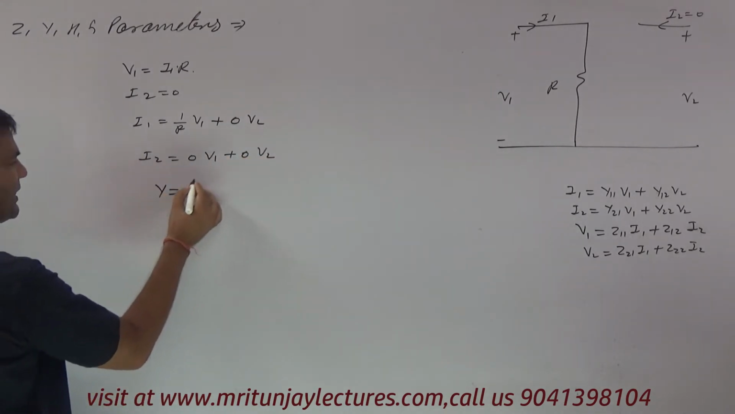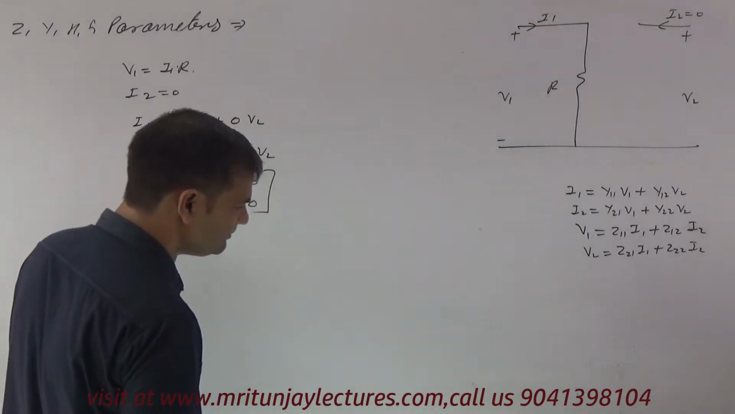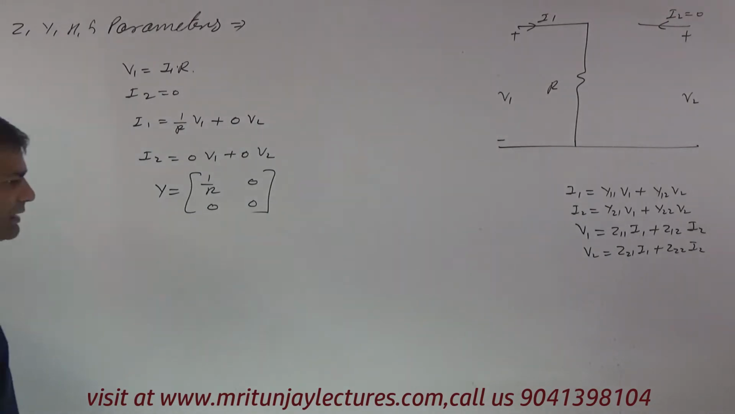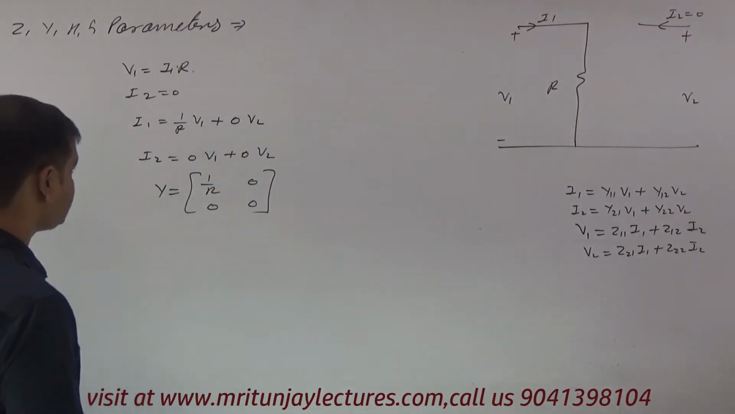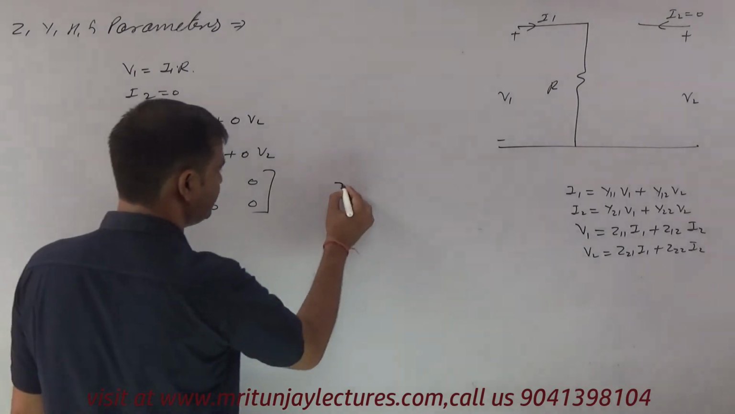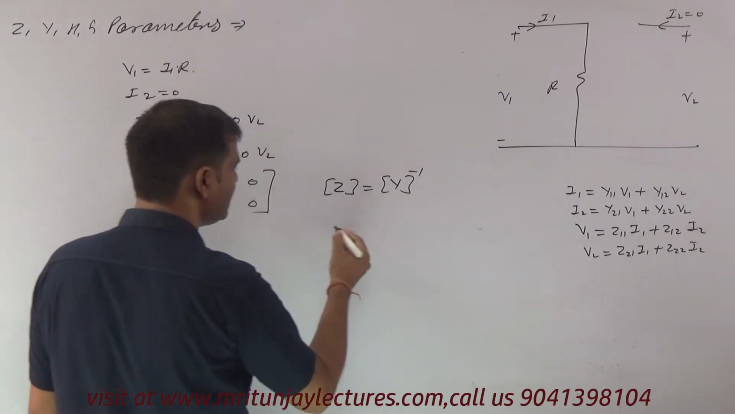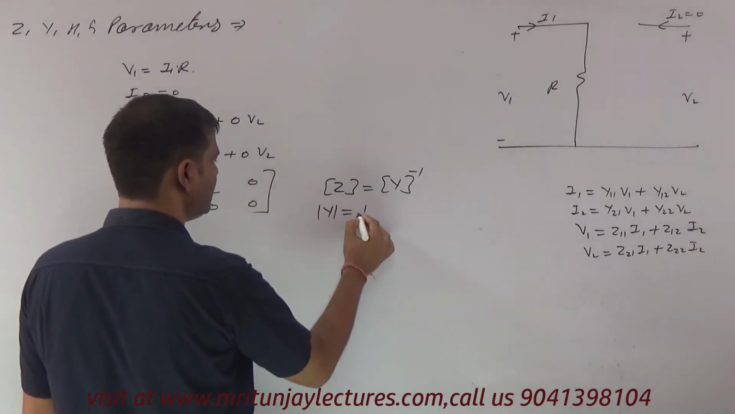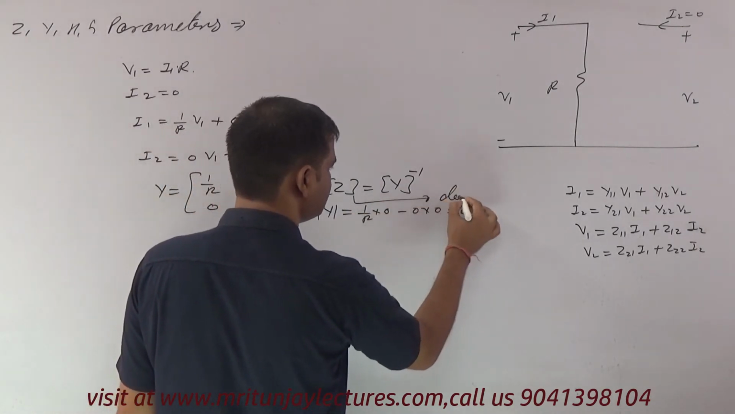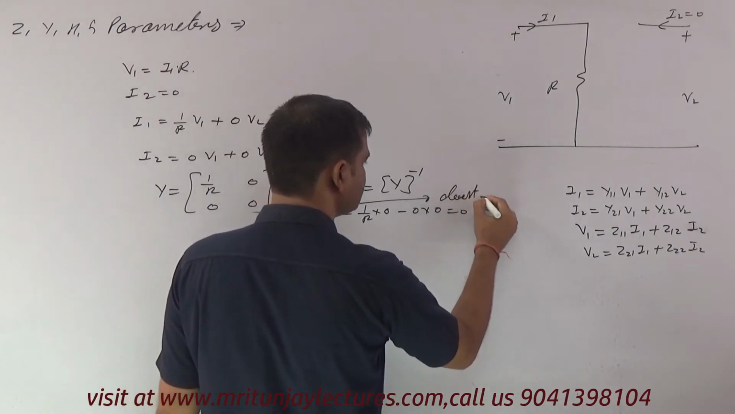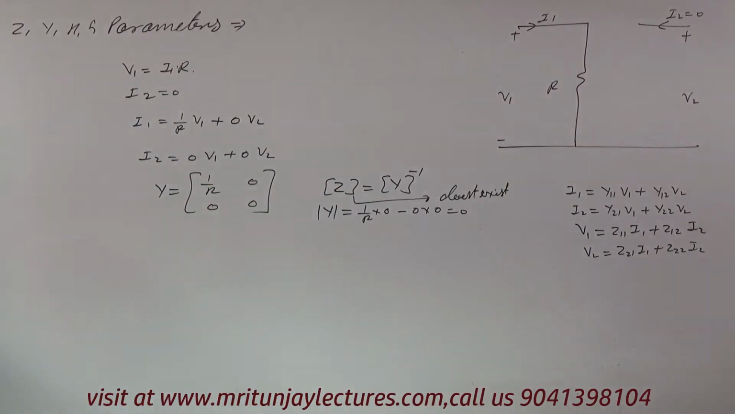So what about the Y parameter? That is 1 by R, 0, 0, 0. So the Y parameter is clear. Now our next target: what about Z? Z does not exist. Z is the inverse of Y, which does not exist. Why? Because mod Y is equal to 1 by R into 0 minus 0 into 0, so that is 0. It means it does not exist. Clear or not? The Z parameter does not exist.